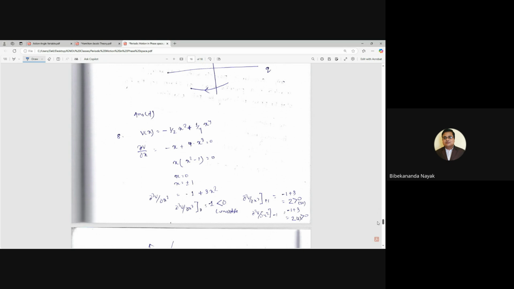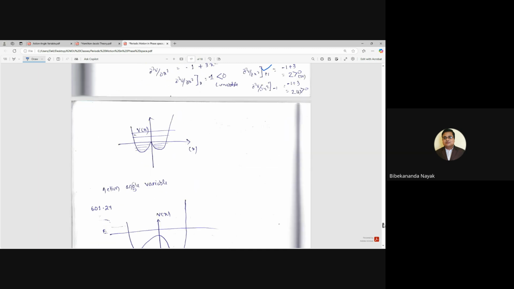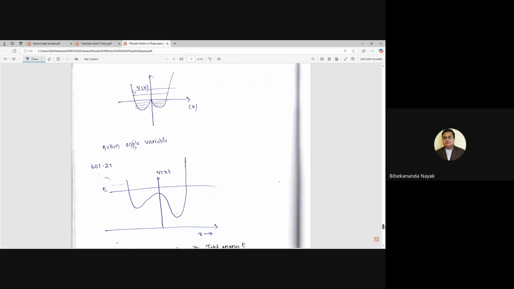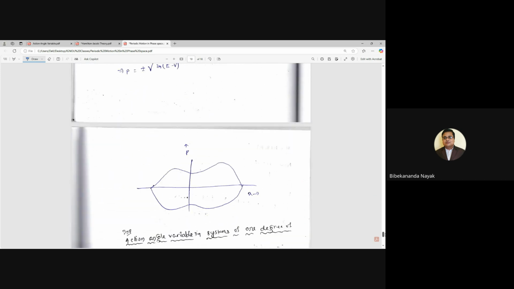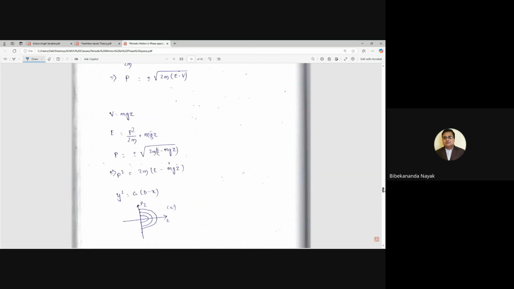There are also a few other functions, like V equals half x minus half x square plus 1 by 4 x to the power 4. If you plot it, it will look like this. So how do you draw it? First you check its equilibrium points, then which is stable or unstable. So plus 1 is greater than 0, meaning stable. 0 is an unstable point, so at 0 there is a bifurcation. You plot the potential directly like this. These are not written in your syllabus, but this type of problem comes in the NET CSIR exam, so I am discussing it because it is related to this topic.